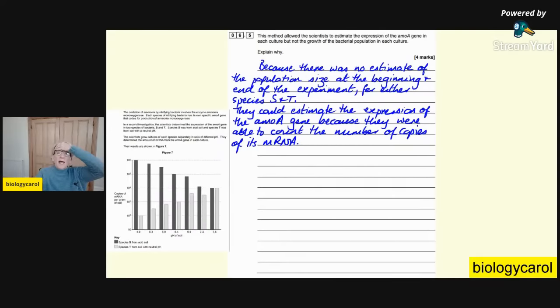And then I read the question again, and I kind of thought, how did it allow? Because I had emphasized not the growth in the bacterial population. And then I realized that there was the other aspect of the question. How did this method allow the scientists to estimate the expression of the AMO-A gene? Well, it allowed them to estimate the expression of the AMO-A gene because they were able to count the number of mRNA molecules. At which point, I could not think of anything else to write. So that's all I wrote.